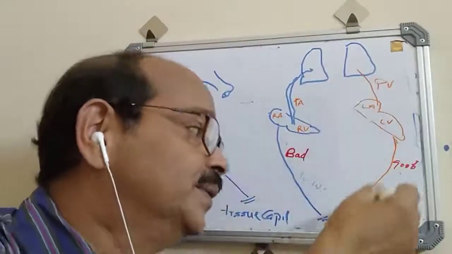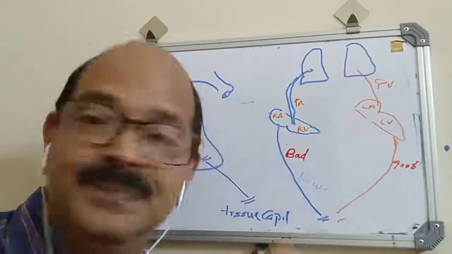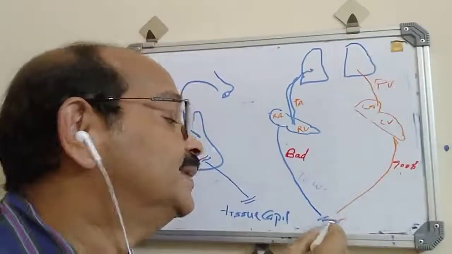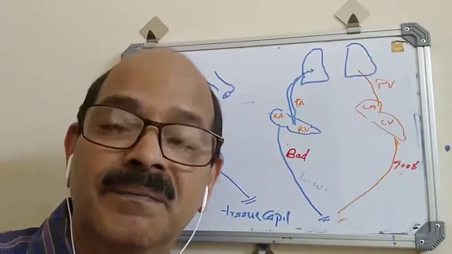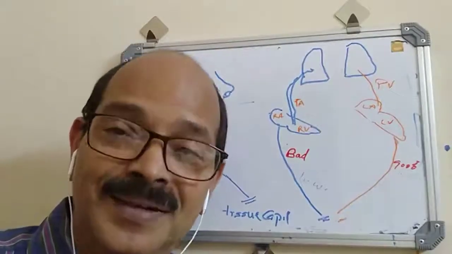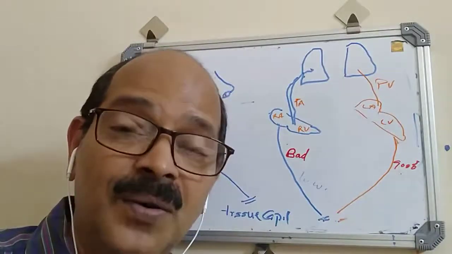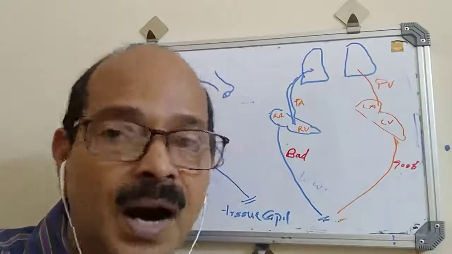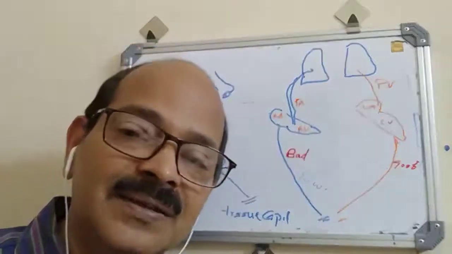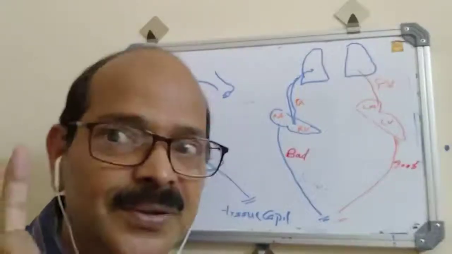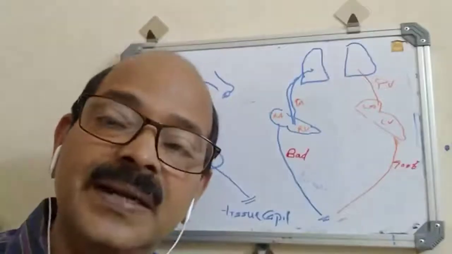Then from the left atrium, left ventricle, and to the rest of the body. So all of us just remember a story of a milk delivery person. He collects the milk from the cow. He delivers it to your house. On the way to your house, suppose he adds some water in between. So it's not the absolute good quality milk. It gets contaminated with water.